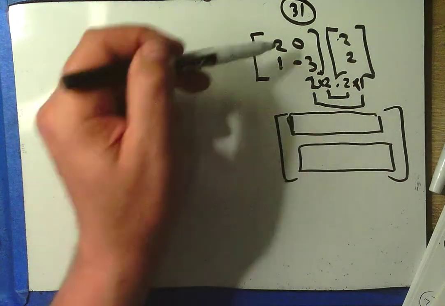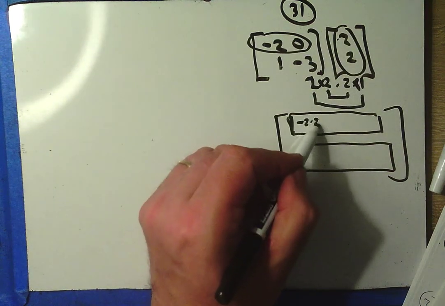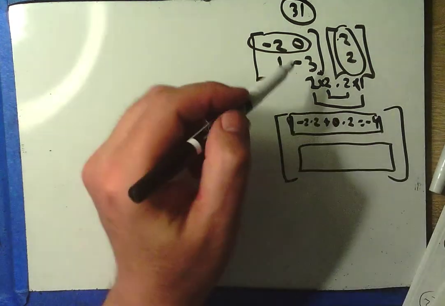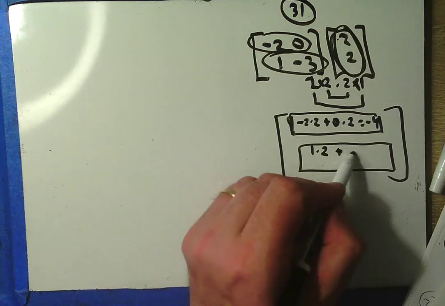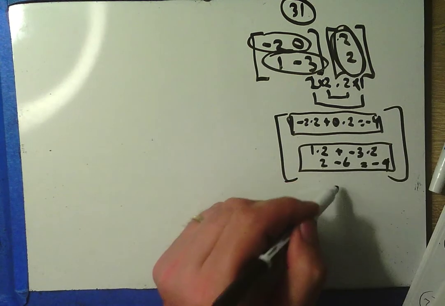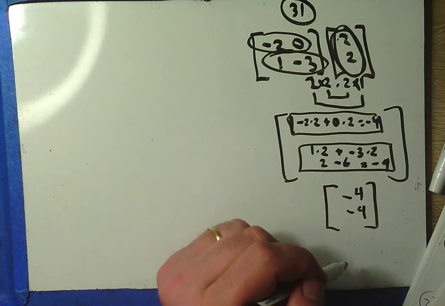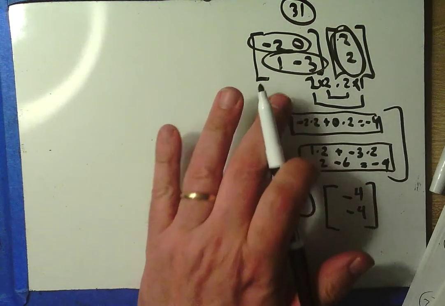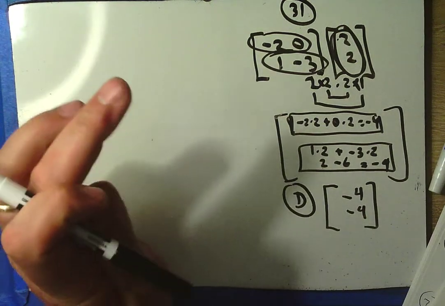To fill in this box, I take this row times this column. So -2 times 2 plus 0 times 2, and that's -4. And then I take this row times this column. 1 times 2 plus -3 times 2 is 2 minus 6, or -4. So my solution, or product matrix, is a 2 by 1, -4 over -4, which is why choice D is my answer. We'll be doing this in January, which is in time for those of you taking the ACT to get more practice in matrix multiplication.